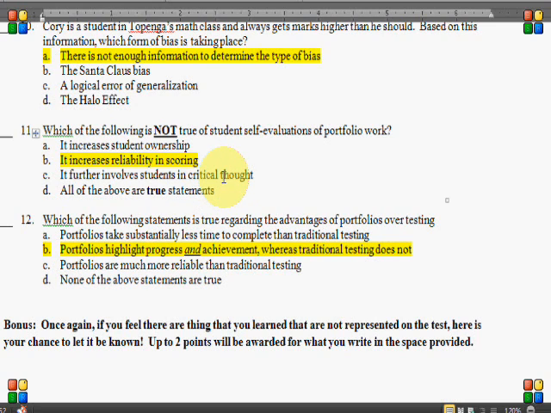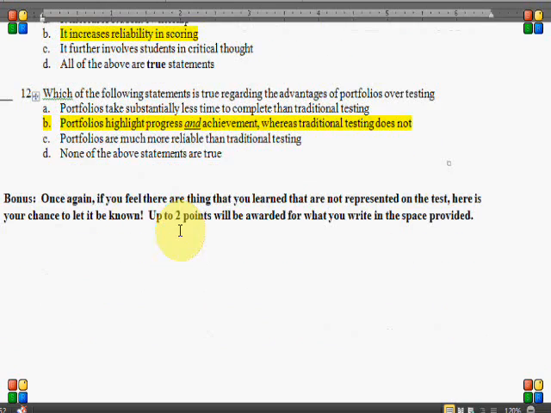Question 11, straight out of the text, does not, I think, need a lot of explanation, so I won't spend a lot of time on it. If you have questions, send me an email. And then 12, which of the following statements is true regarding the advantages of portfolios over testing? Portfolios, the big thing is that they do get at process and achievement, and traditional testing, when you're looking at single assessments, do not.